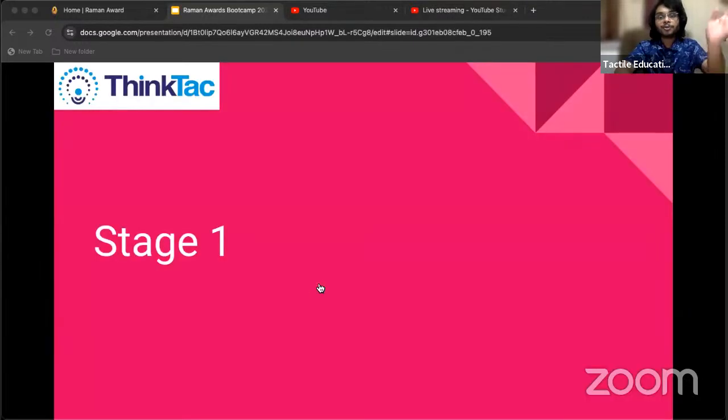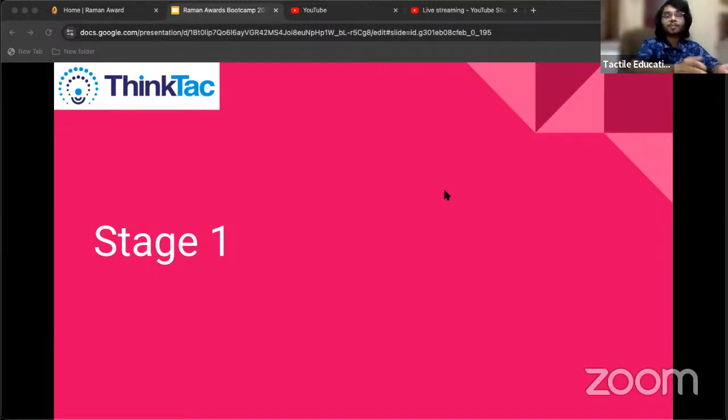So just to give you a short summary of the Raman Awards, we've just completed the activity. The Raman Awards are divided into 3 stages: stage 1, stage 2, and stage 3. Stage 1 is essentially a common activity that everyone will have to do. That is decided by us, and that is to ensure that there's a level playing field for people who are entering the Raman Awards. So anyone who wants to participate in the competition starts off by making the same activity.